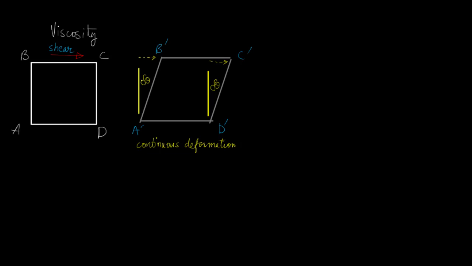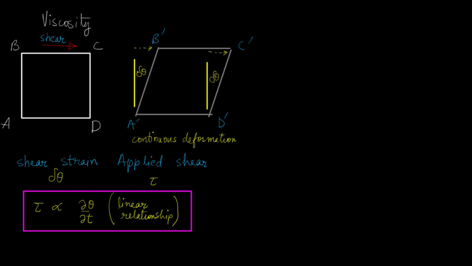The next important property is fluid viscosity. Imagine an element ABCD as shown in the figure. The top surface, that is segment BC, is acted upon by a shear, shown in this case by the red arrow. Because of this shear, the fluid element deforms continuously to a shape A prime, B prime, C prime, D prime. The angle that the segments AB and CD make with the horizontal line AD prime, or rather AD, is delta theta. So the shear strain in this case is delta theta, whereas the applied shear is tau.